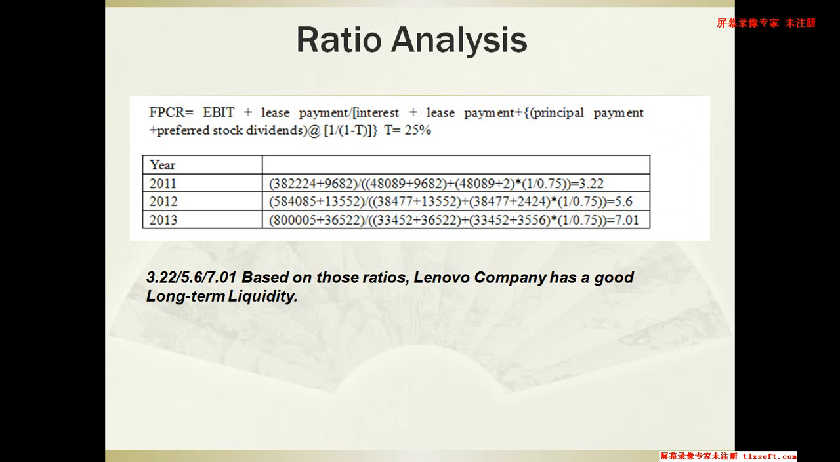Now we are looking at FPCR. FPCR is almost the same as just now. They have increased a lot, and based on this ratio, the Lenovo company has a good long-term liability. As we can see, they can have 7.06 in the end of 2013.